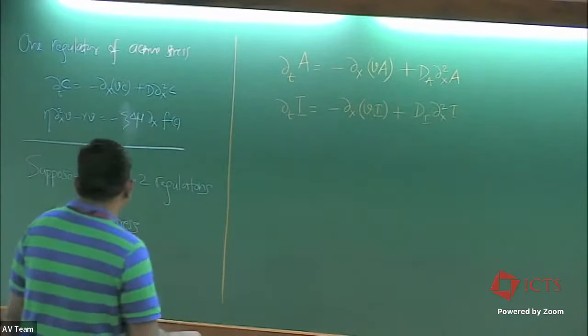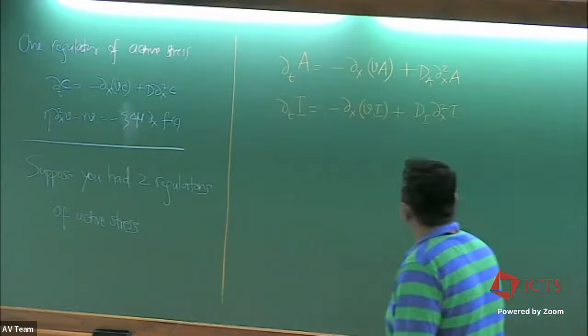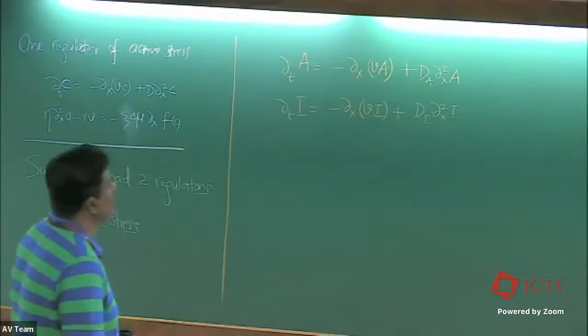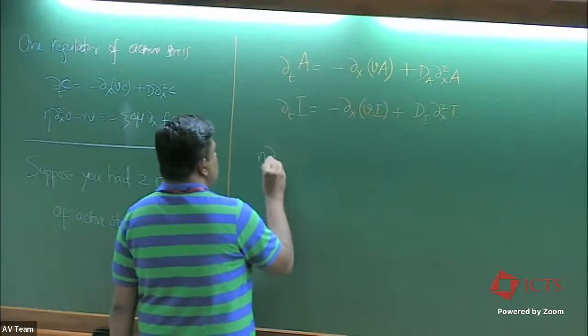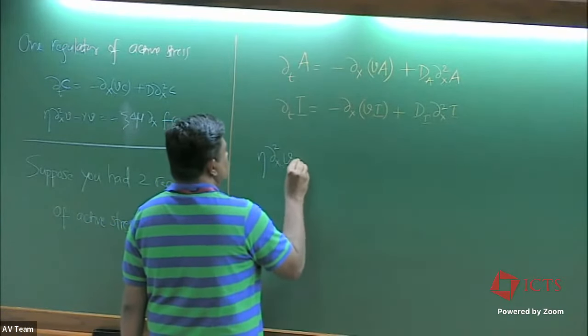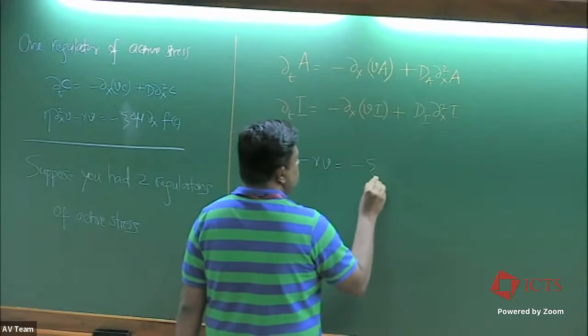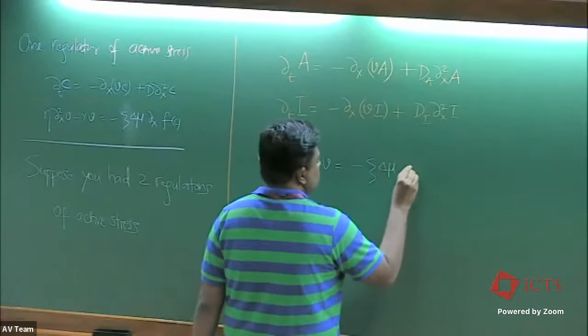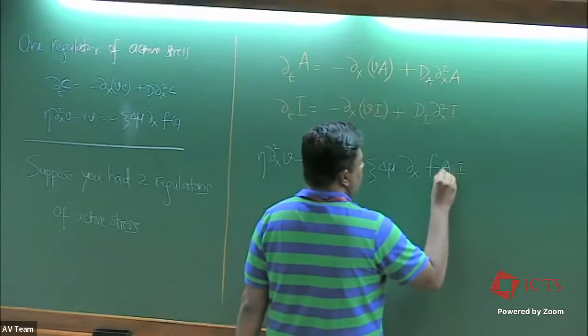The only way A and I get coupled, if you look at the equations, is that their diffusion is diagonal, so there's no cross diffusion. There are no chemical reactions. So the only way that they get coupled is that there is a velocity field which is generated by the same active stress model. But this time, the active stress is regulated by both A and I.